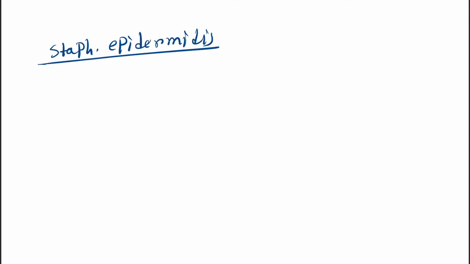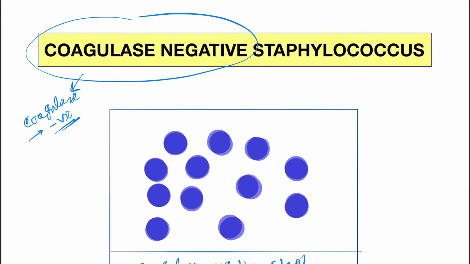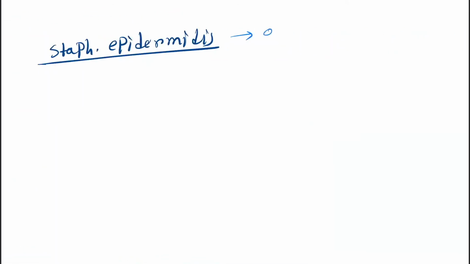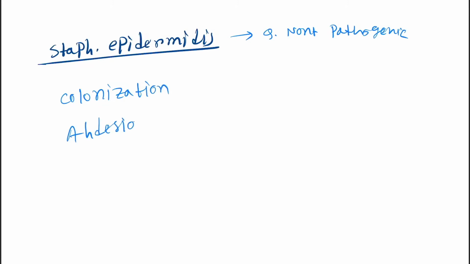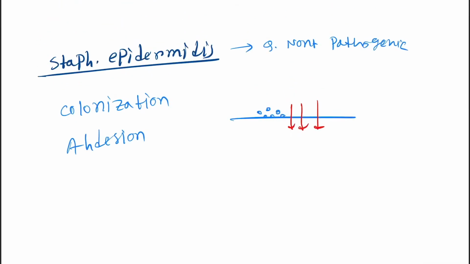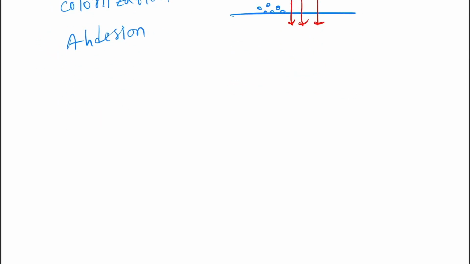Now come to them one by one. So first was Staphylococcus epidermidis. Okay, so remember one thing, a question: why is it non-pathogenic? Some Staphylococcus epidermidis is non-pathogenic. So here is the answer. Colonization occurs. Next, adhesion also occurs. That is, here they colonize and do the adhesion, but they do not invade. In the invasion process, they do not produce any pathogenesis.